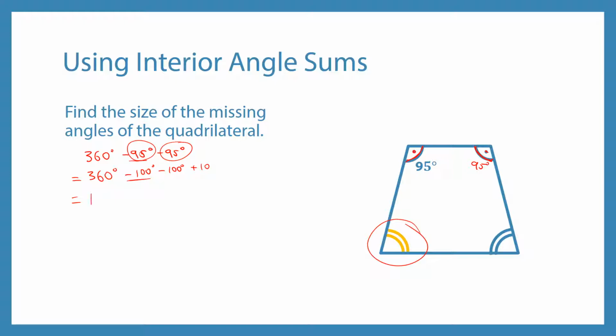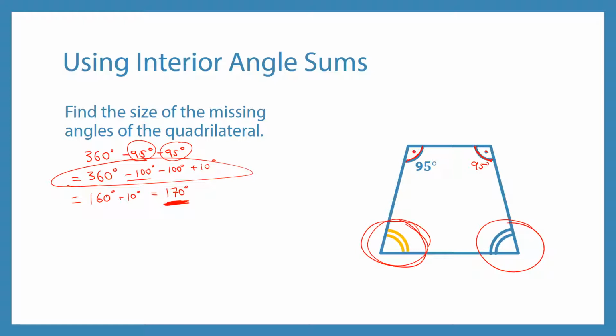So now we can go 160 plus 10 is 170 degrees. You don't have to do this part. That's just a step that might make it easier for you in future calculations. So we know that 170 degrees is the sum if we take this angle and add it to this angle. Because the two angles are the same, we have the two lines here, which means they're the same. We just need to divide 170 by 2, and we get our angle. So we're going to get 85 degrees.